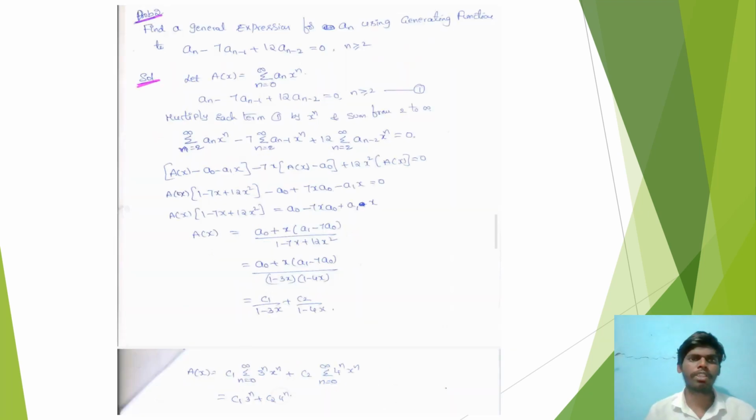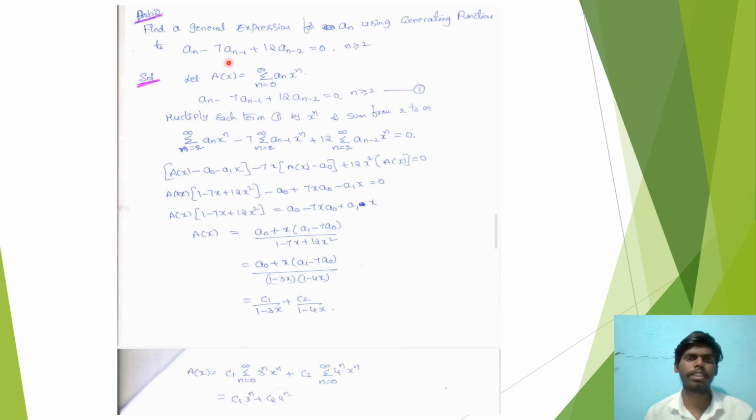Now let us see another example of solving recurrence relations using generating functions. Here the given question is a_n minus 7 a_(n-1) plus 12 a_(n-2) equal to 0, which is a homogeneous second order recurrence relation. Generally we know that A(x) is equal to the summation of n equal to 0 to infinity of a_n x to the power of n, which is known as the generating function. Let's take the given question as equation 1.